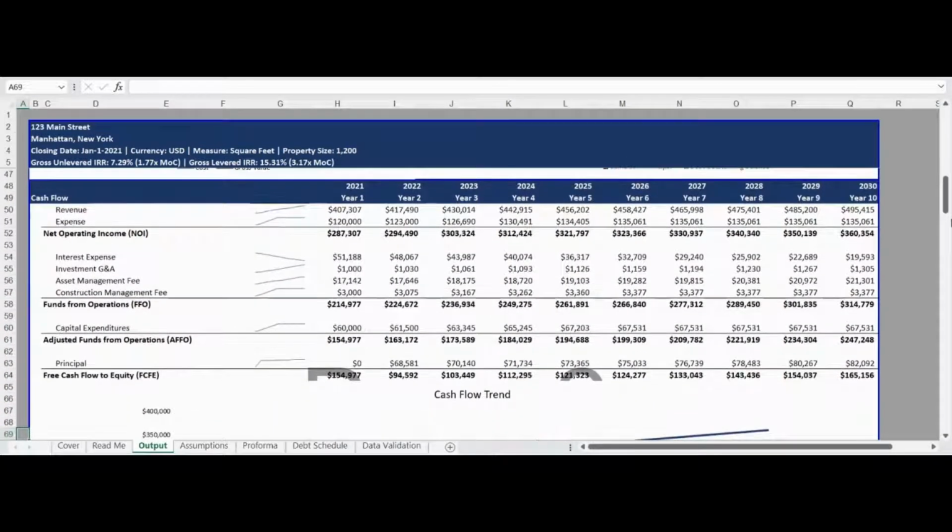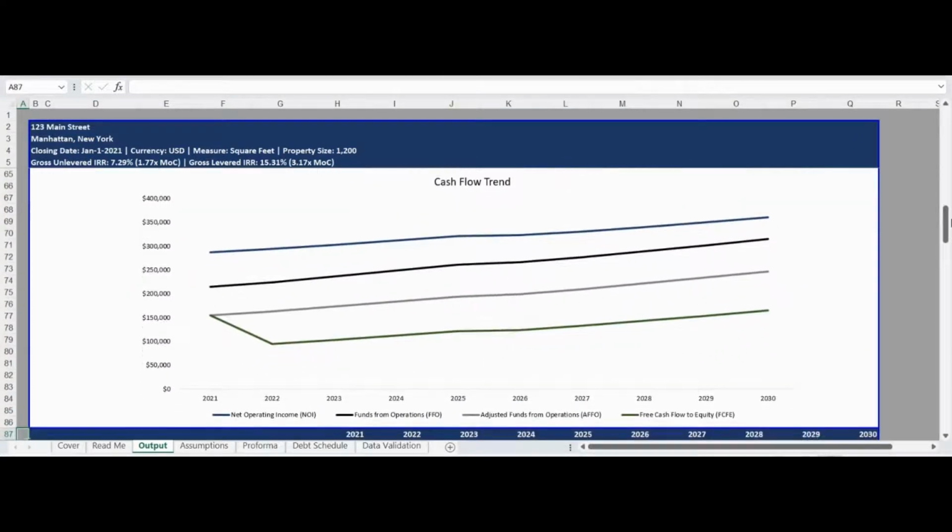The investment cash flow is then presented highlighting the net operating income, funds from operations, adjusted funds from operations, and free cash flow to equity. A line chart is provided visualizing the cash flow trend of key operating financial metrics.